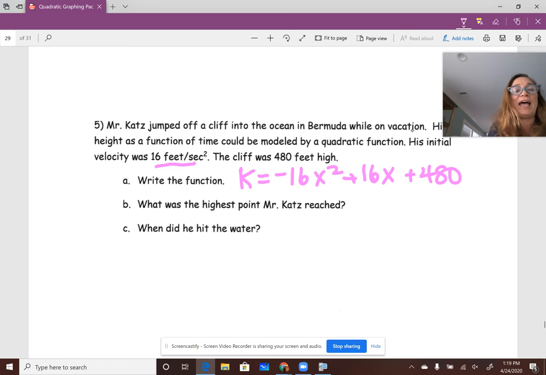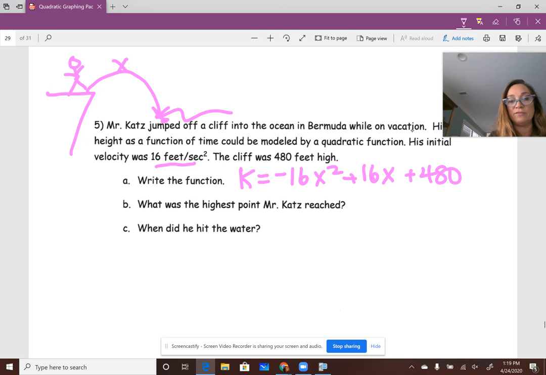So here's Mr. Katz. Do not tell him I drew him to look like this. And he's on a cliff. And he jumps up and goes down into the water. Parabolic. All right. So what was the highest point that Mr. Katz reached? Well, that would be the vertex. So that's somewhere around here. And when did he hit the water? That's down here, and there's the splash.